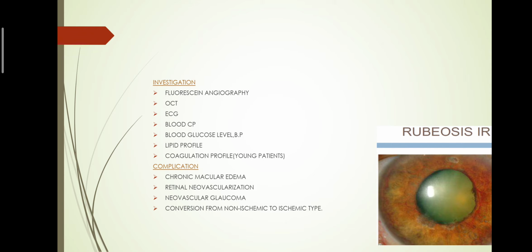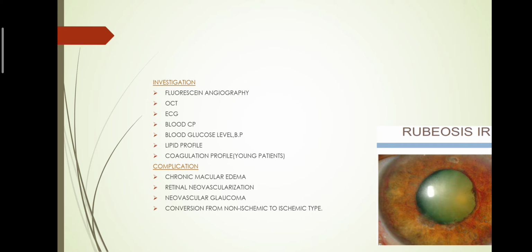So what are the investigations? Ocular investigations: to classify into ischemic and non-ischemic, we do fundus fluorescein angiography to quantify the macular edema, which can happen in vein occlusions. We do OCT, or optical coherence tomography. Then the general profile: blood pressure, blood glucose, lipid profile, complete blood parameters, and in any patient, we always need to look for hypercoagulable diseases like protein C, protein S deficiency, factor V Leiden deficiency, and antiphospholipid antibody syndrome.